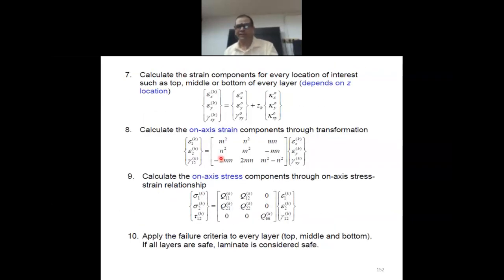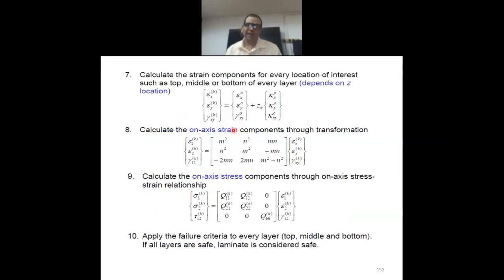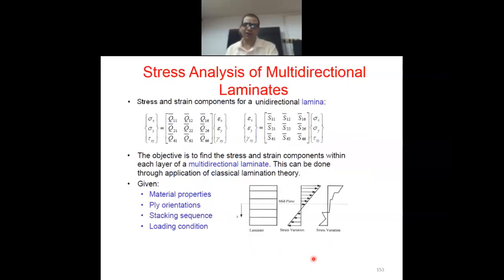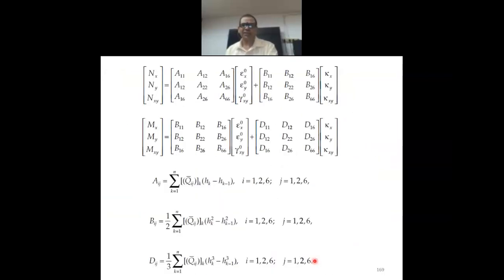So the classical lamination theory helps to find steps 3, 4, 5, 6, and 7. Once we know epsilon x, epsilon y, and gamma xy, we can find the on-axis strain. If you know the on-axis strain, we can find the on-axis stress. Then, by applying the failure criteria, we can conclude whether the structure is safe or not. Then I move to the last one, the applications.